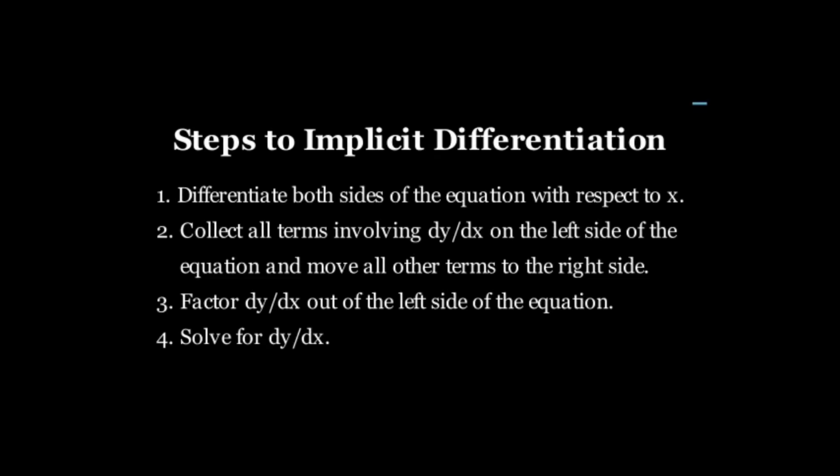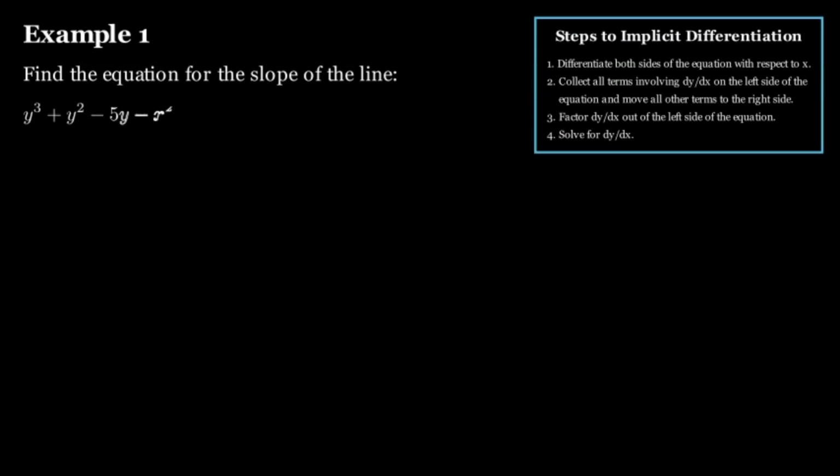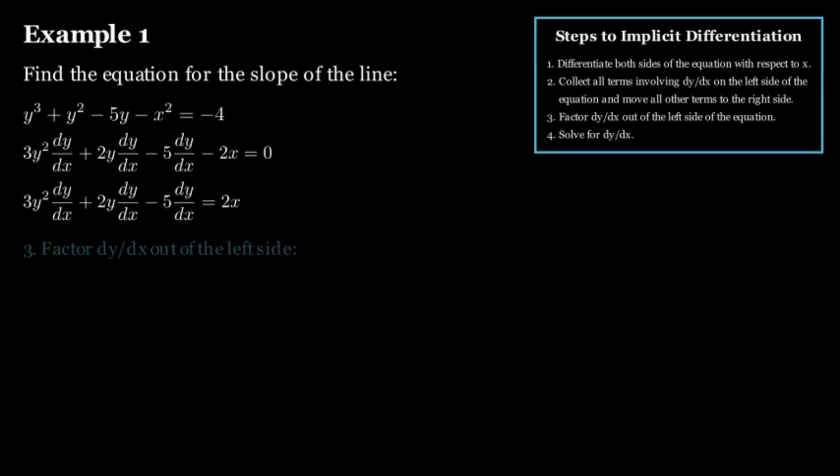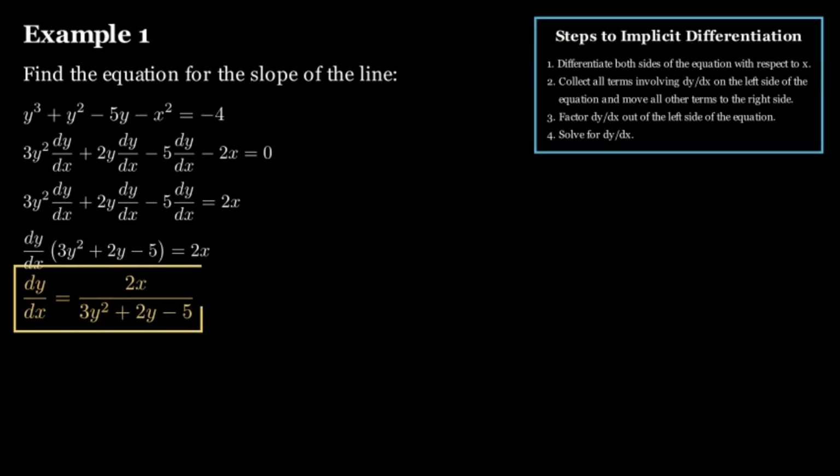For implicit differentiation, there's a couple of steps you need to memorize. A classic problem involves y's and x's. We're going to have to differentiate both sides with respect to x. We need to factor out all the dy's and dx's here. And after we do that, we can solve for dy/dx by dividing both sides. And then we get our answer.